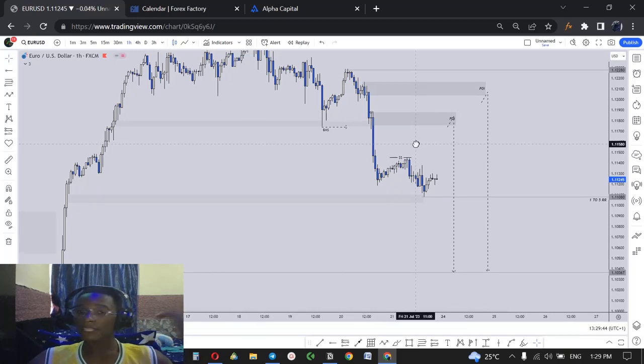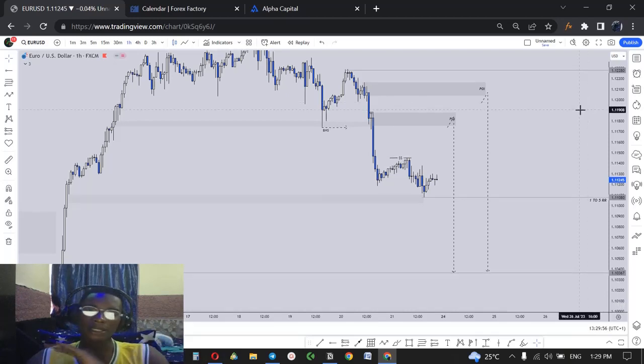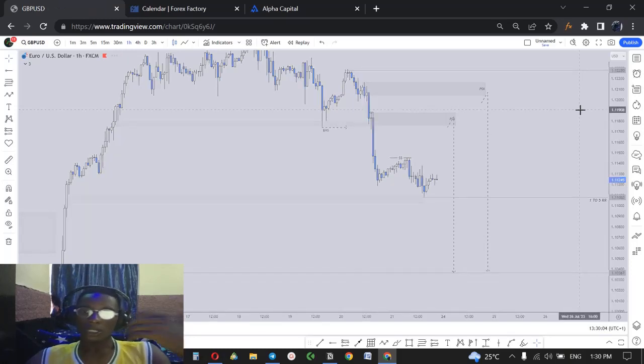I'm expecting price to take out this side, mitigate those supplies right here, and then I start looking for my lower time frame confirmation to take my action. It's pretty simple like that, right? You can see there's no need to complicate it. This is how I try my best to keep it simple when generating my trading idea. I already understand what I'm really looking at, so you don't need to complicate it.